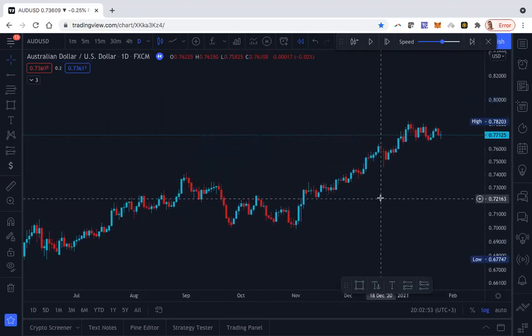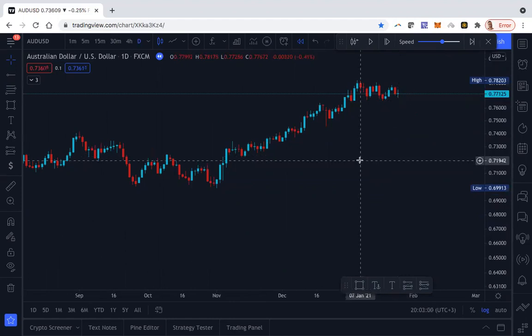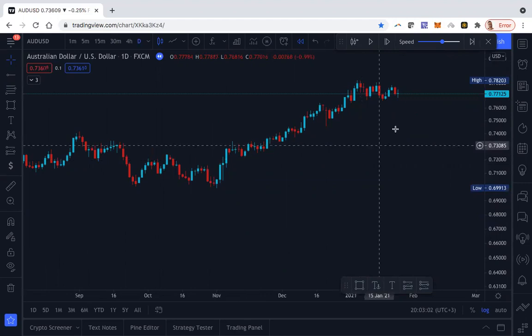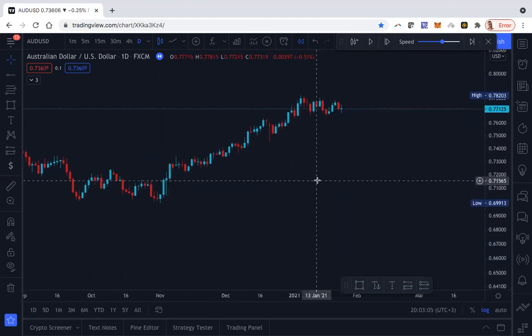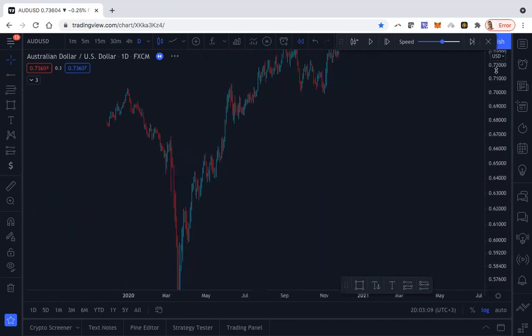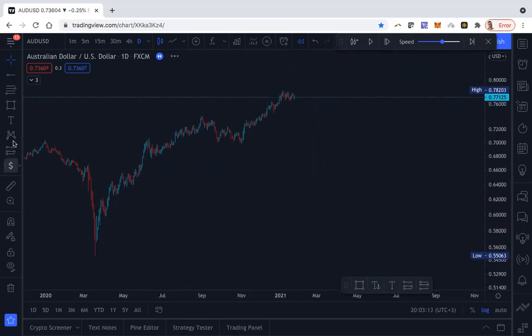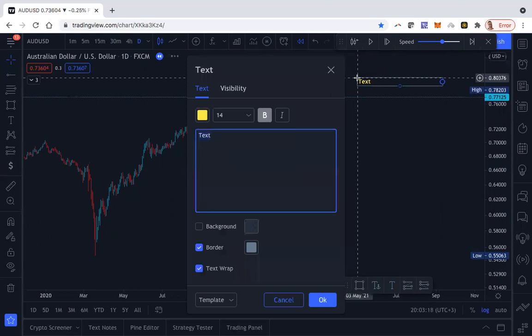So this is dated 25th January 21. Basically, AUDUSD has been on a buy. If you watched my previous video, this is usually my trade criteria. This is what I use to gauge whether I'm getting into a trade or not.